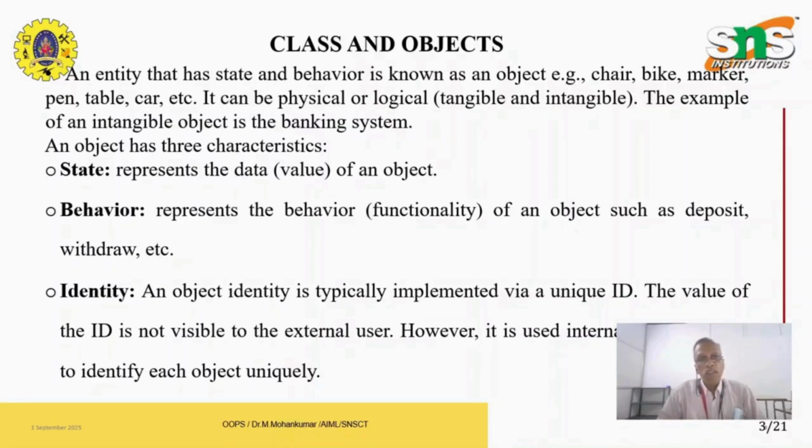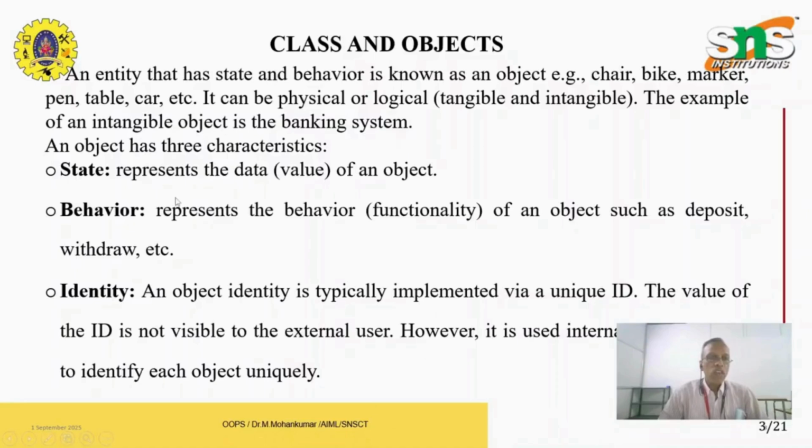An example of an intangible object is the banking system. If you know very well the process of activities under the banking system, then we understand it as banking. But physically, it is not possible to touch and feel the banking system. So an object has three main characteristics.